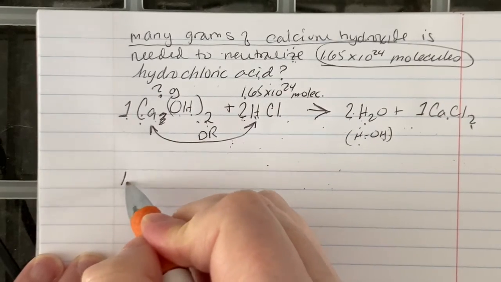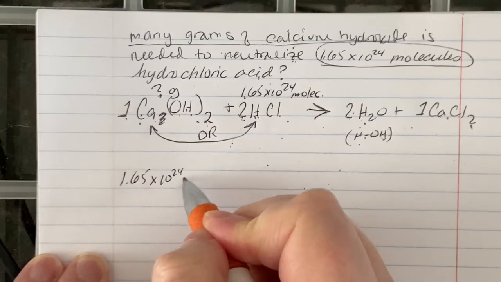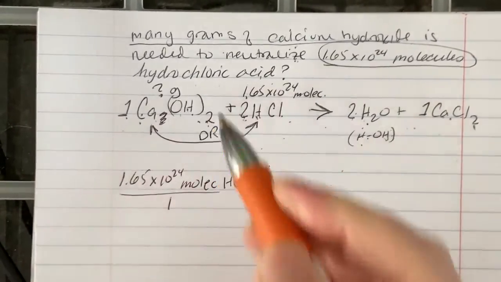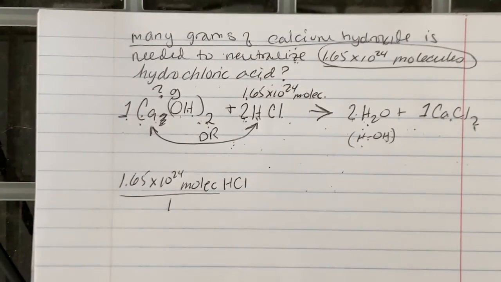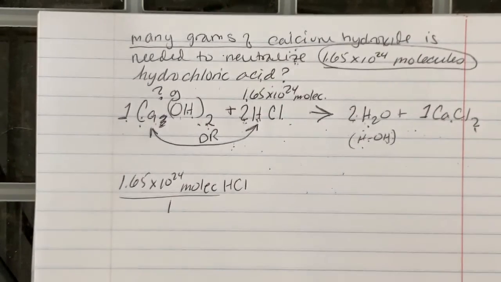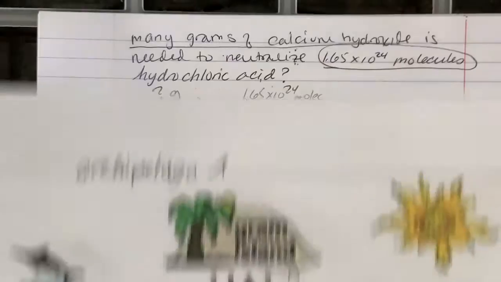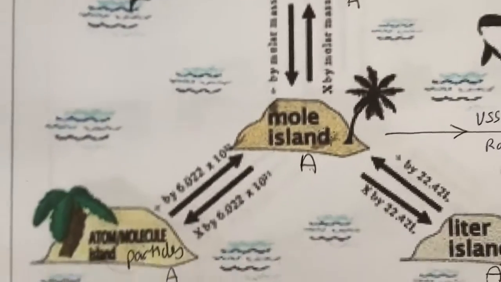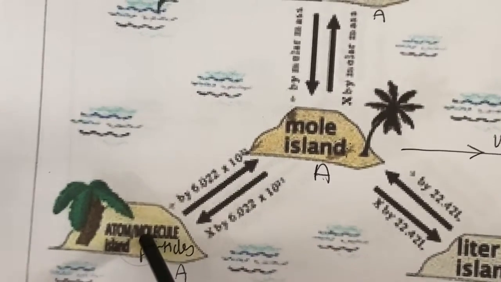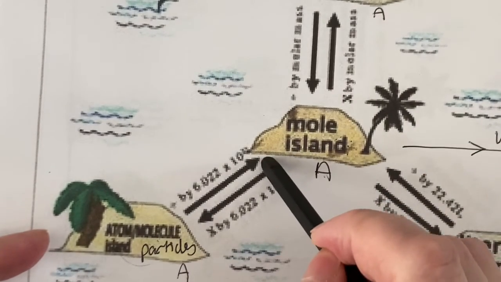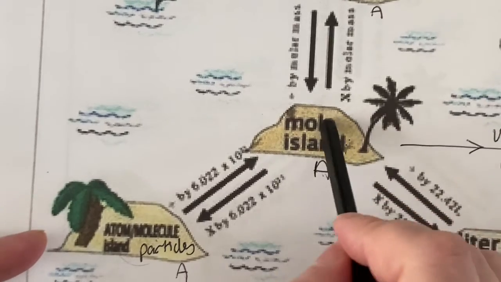So we write down what we know: 1.65 times 10 to the 24th molecules of HCl, and we're getting to grams. We're going from molecules of hydrogen chloride over to grams of calcium hydroxide. On Archipelago A, we're starting with molecules, so that's down here in particles. We can't just skip right over to the other island. We have to go to mole island, so we're going to use 6.02 times 10 to the 23rd to get to mole island.